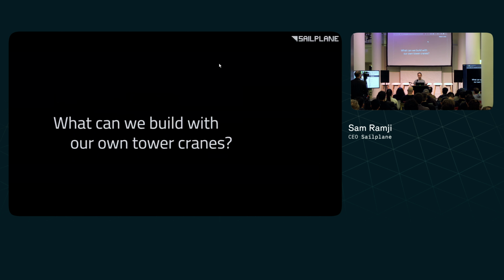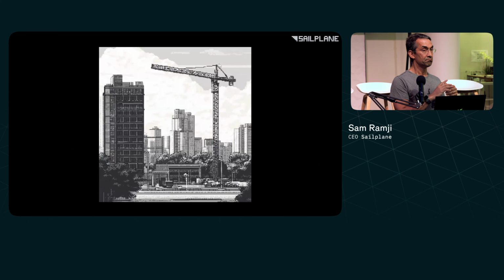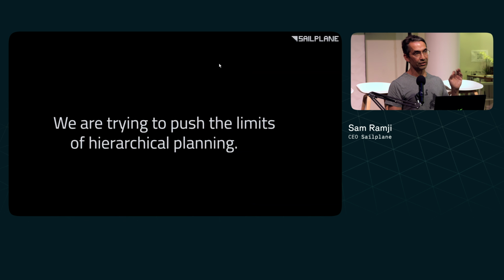So exploring what could we build with our own tower cranes. We could build cities and towns and whatever that we want rather than be stuck in the walled gardens of OpenAI or Anthropic or anybody else who's shipping giant models where all of the different parts of it are stuffed together. Can you remove the instruction tuning from GPT-4o? No. Can you retrain the base model without changing the instruction tuning for GPT-4? No, you can't. What if you want to fuck around and find out? Right? Well, we at Sailplane are trying to push the limits of hierarchical planning.